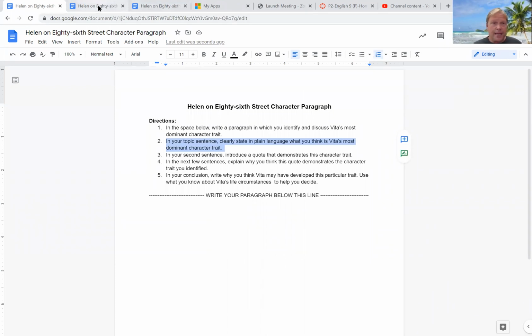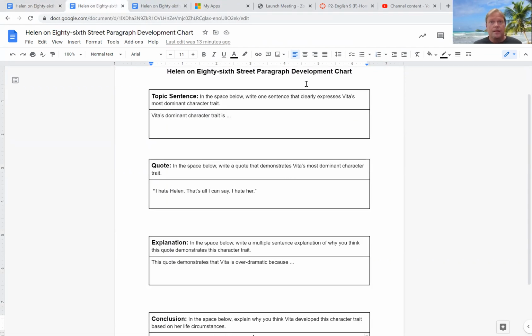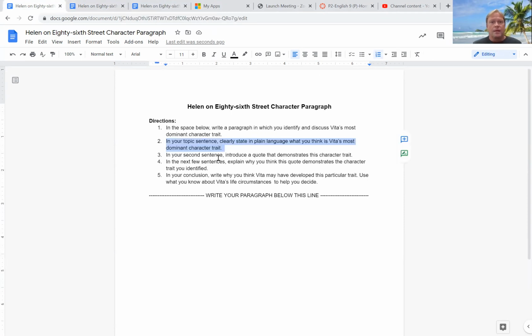If you look back at last assignment, the development chart, the paragraph development chart, we have our topic sentence, and this is where you wrote it. So if you did a good job on that, you can just copy and paste. Now, the next part, in your second sentence, introduce a quote that demonstrates this character trait.